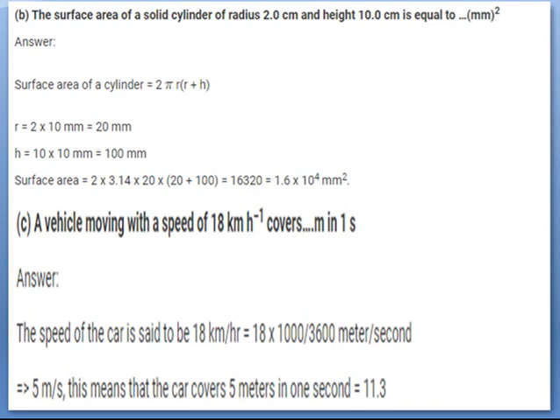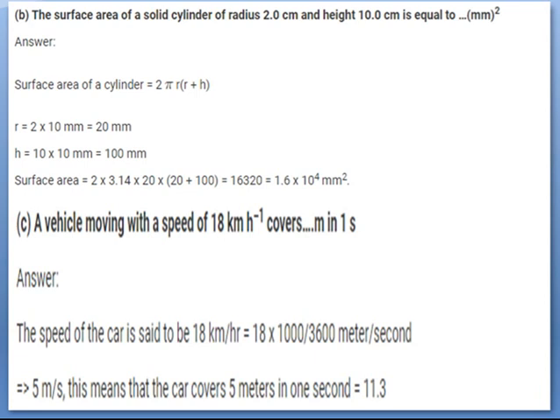Children, for converting any quantity which is given in kilometer per hour to meter per second, you know what you will do, multiply the given quantity by 5 upon 18. So suppose you have to convert 18 kilometer per hour into meter per second. So what you will do, you have to multiply this 18 by 5 upon 18. So 18 cancels with 18, then what's left? That is 5. So 5 meter per second. What does it mean? It means the vehicle covers 5 meter in 1 second.